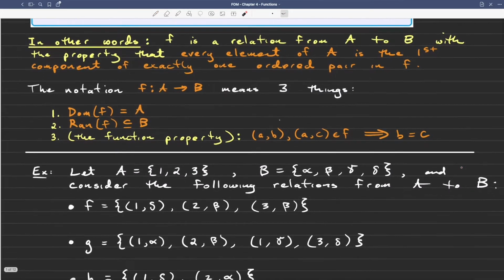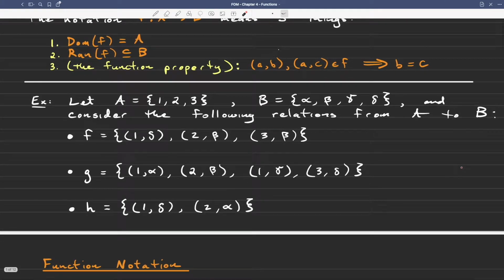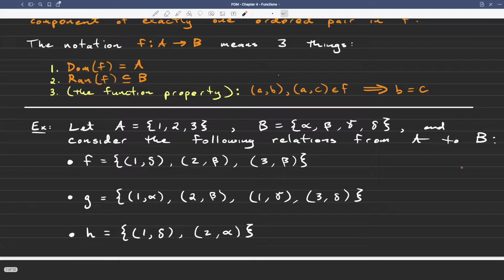Okay, so let's look at a few concrete examples. We'll start with a toy example involving just some finite sets and some ordered pairs. Let's look at the first relation here, f, which consists of three ordered pairs: 1 comma delta, 2 comma beta, 3 comma beta. Notice that all of these are relations from A to B, because all of the first components in the ordered pairs come out of the set A, and all of the second components are Greek characters coming out of the set B. So all of these are relations from A to B.